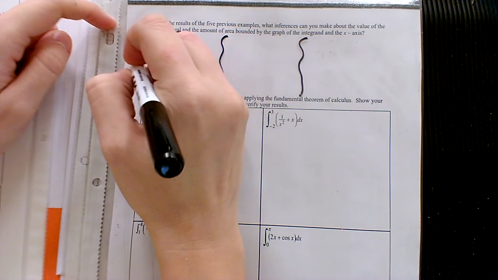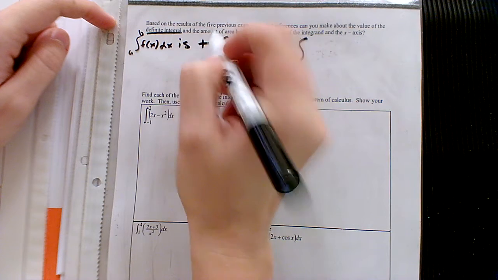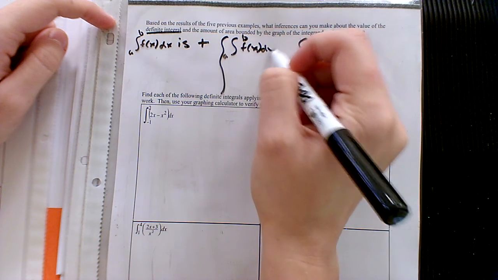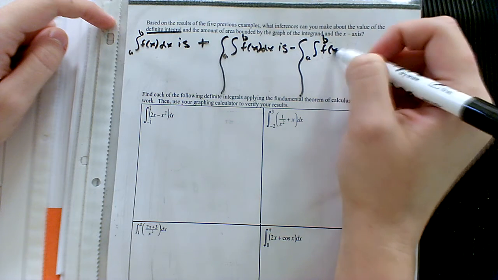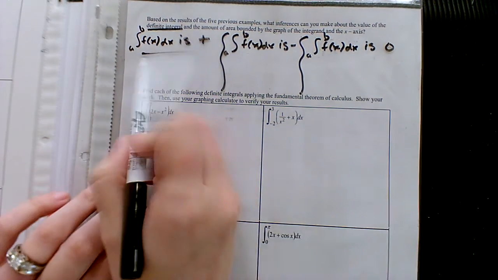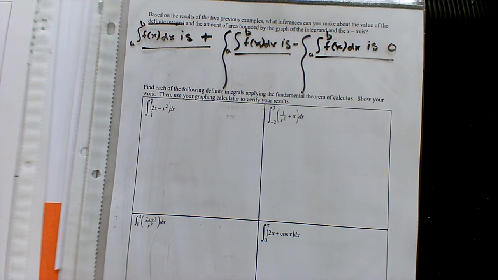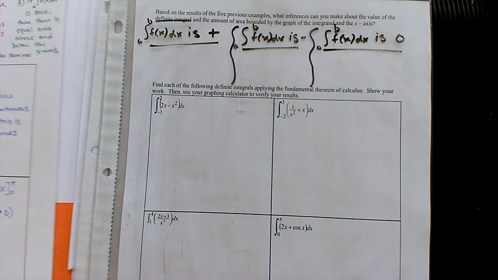What if the area under the curve is positive? What if the area under the curve is negative? And what if the area under the curve is 0? Can we think about what that's telling us? We've already touched a little bit on this as we were going through the examples.